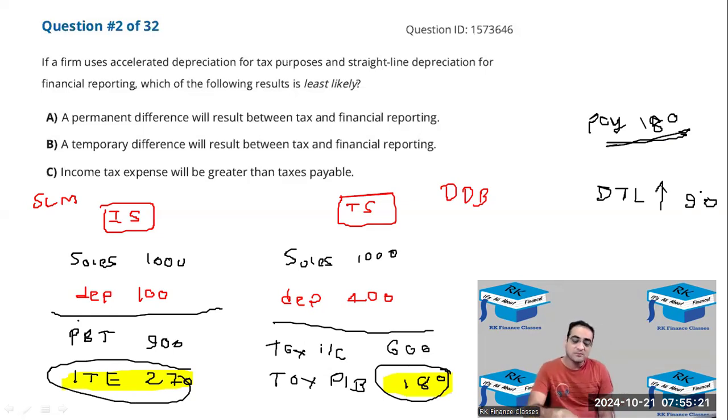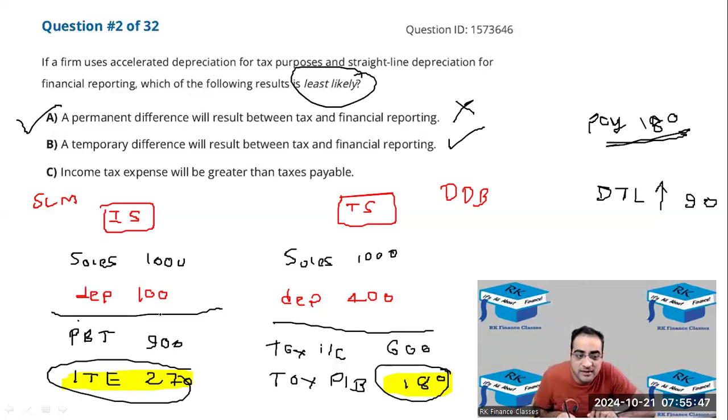So as per the income statement, the tax is coming to 270, but as per the tax statement it is only 180. That means the government says pay 180 now and you are liable to pay the 90 in the future. So a deferred tax liability will be created. So over here, clearly it was a temporary difference because it was creating a deferred tax liability. It was not a permanent difference, and we were asking for the least likely, and hence the answer was A.